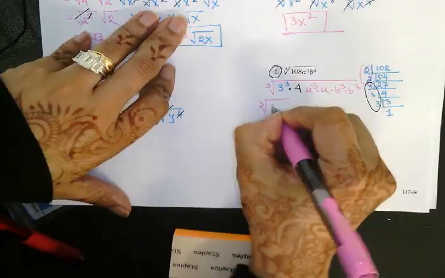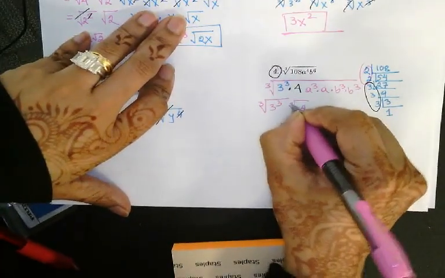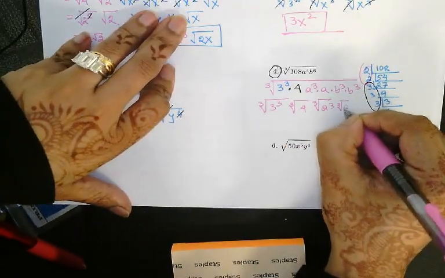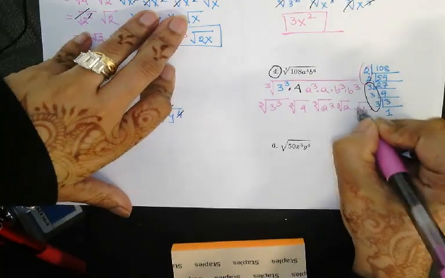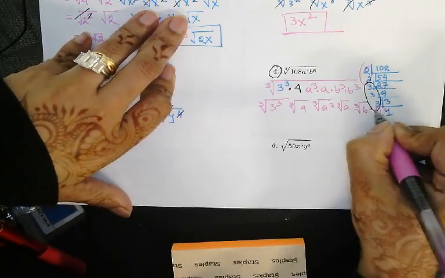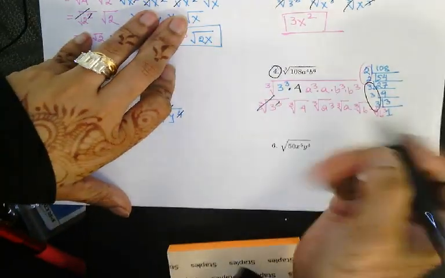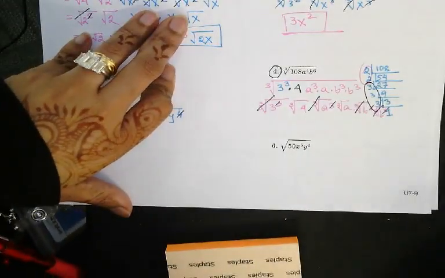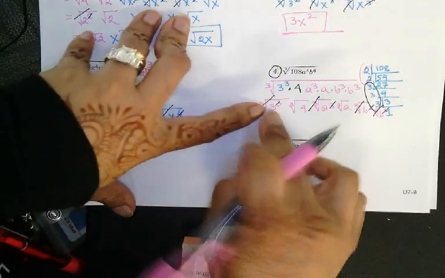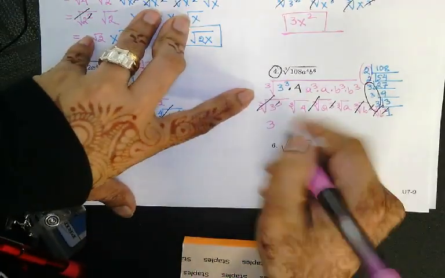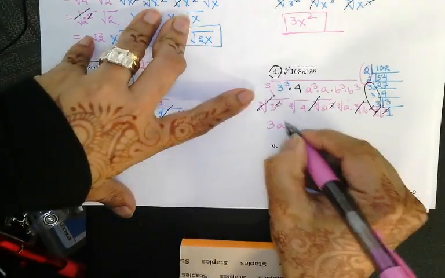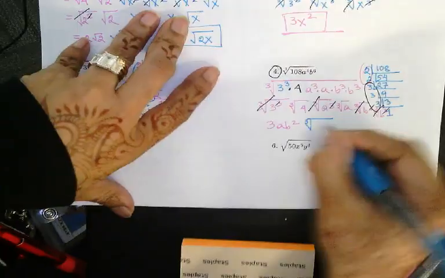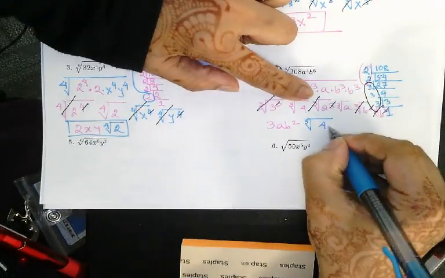This one is going to be 3 cube, 4, a cube, then another a, b cube, another b cube. So they cancel each other. They cancel each other. This one cancels each other. This one cancels each other. At the end, I'm going to have 3 is free. Then there is a is free. And b times b, which is b squared, is free. And under the radical, I have 4a. That's my answer.